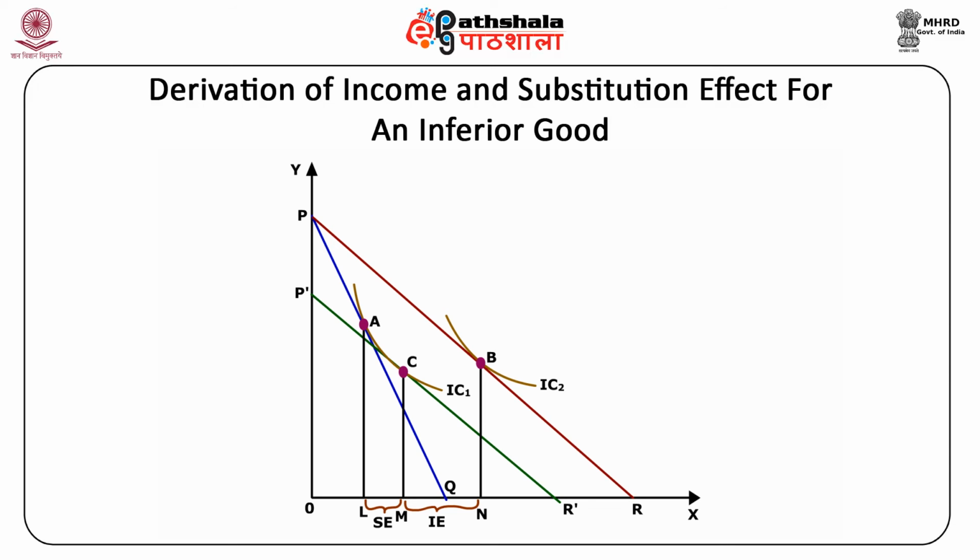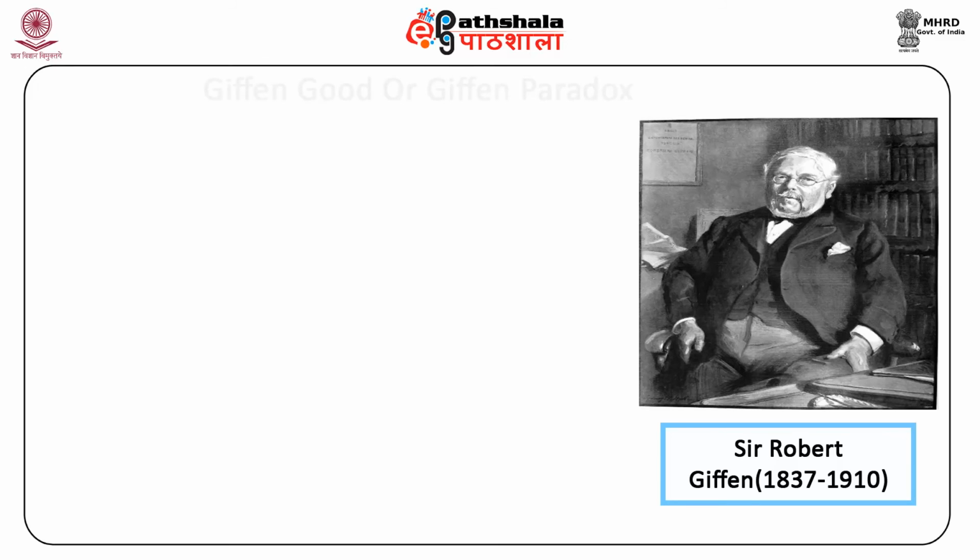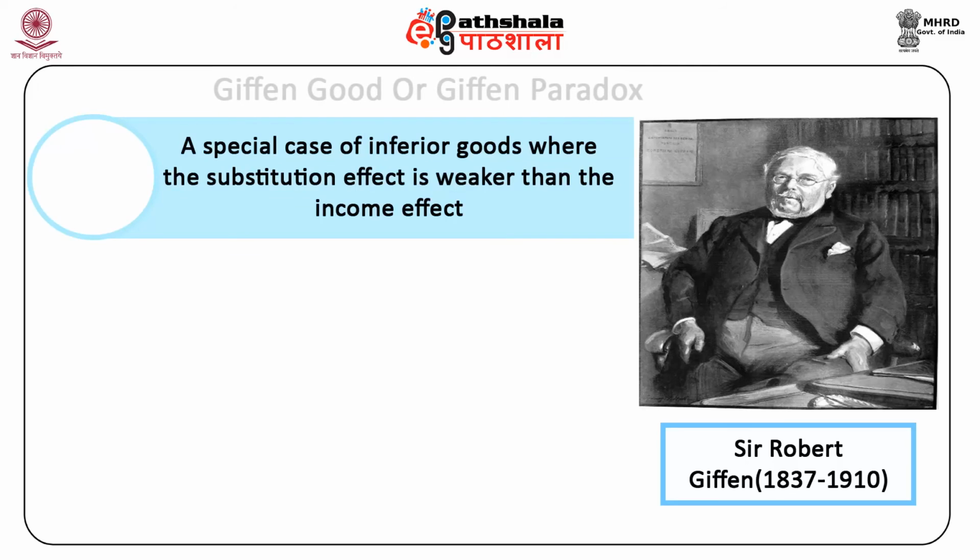Thus, when the price of an inferior good decreases, the quantity purchased increases, as the substitution effect is greater than the income effect, satisfying the law of demand. Note that in certain cases, it is also possible that the substitution effect is weaker than the income effect when the price of an inferior good declines.